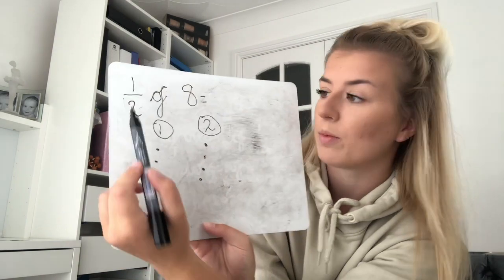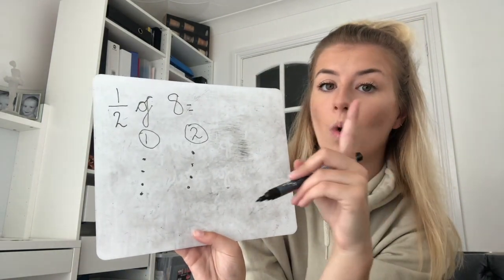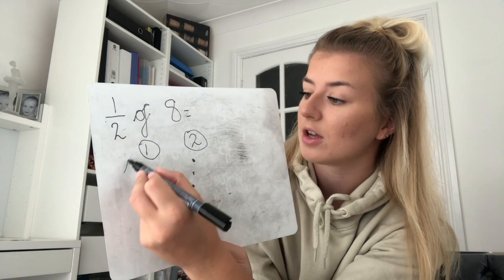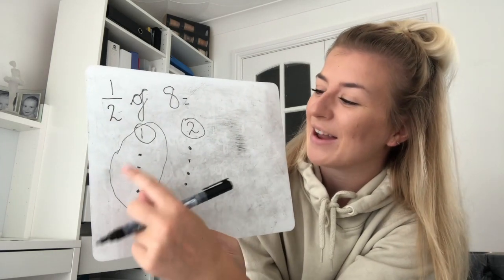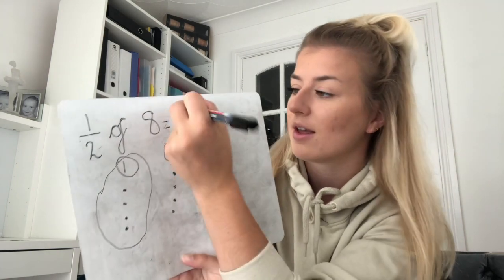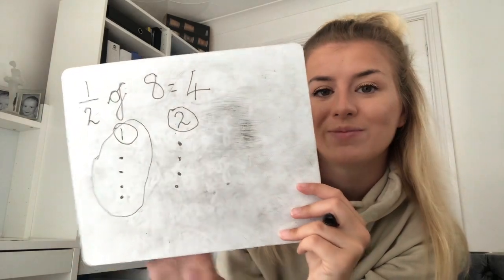Now let's have a look at the top number, the numerator. Now the numerator tells me that I need to find one part of this, so one part of the 2. So I'm going to circle this one. That was bad circling. And then let's count how many we've got in our group. 1, 2, 3, 4. Okay, so 1/2 of 8 is equal to 4.